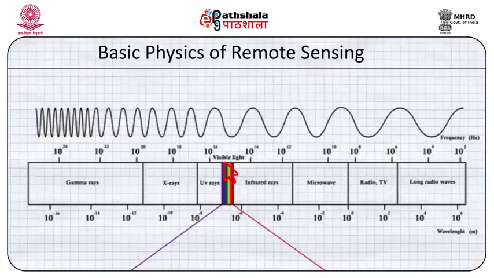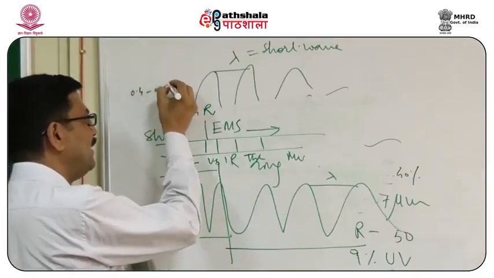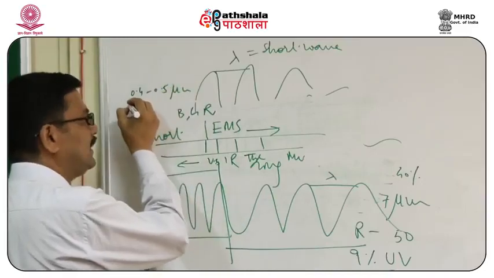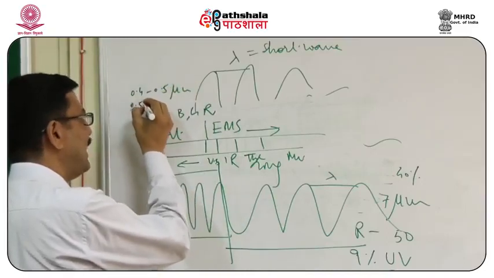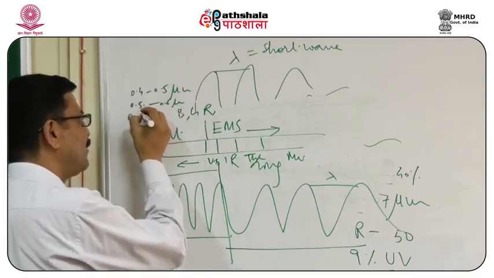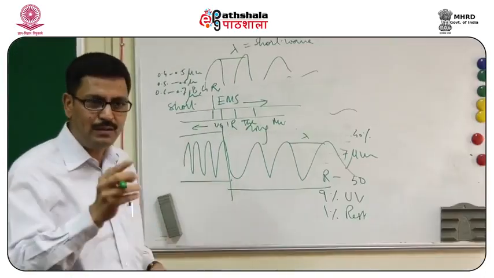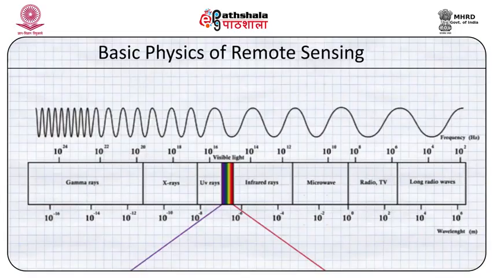This visible region is further divided into blue, green and red. Blue extends from 0.4 to 0.5 micrometer, green extends from 0.5 to 0.6 micrometer, and red extends from 0.6 to 0.7 micrometer. You can understand it better by looking at figure 1.